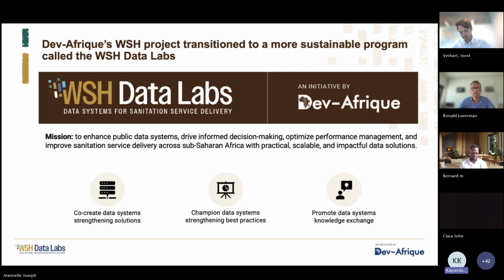Through these WASH Data Labs initiatives, our main mission is to continue the enhancement of public data systems, drive informed decision making, and support utilities to optimize their performance management and performance monitoring, to ensure that we enhance sanitation service delivery across the sector. The key areas of our initiative going forward will focus on working together with the various partners and stakeholders to co-create data systems strengthening solutions that speak to their specific needs, and also champion data system strengthening best practices, as well as promote data systems knowledge exchange across the sector.